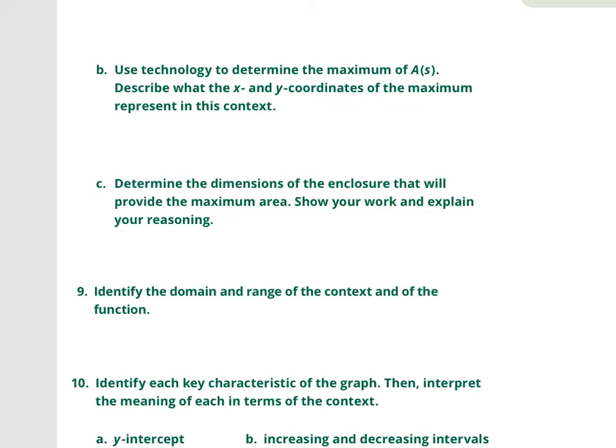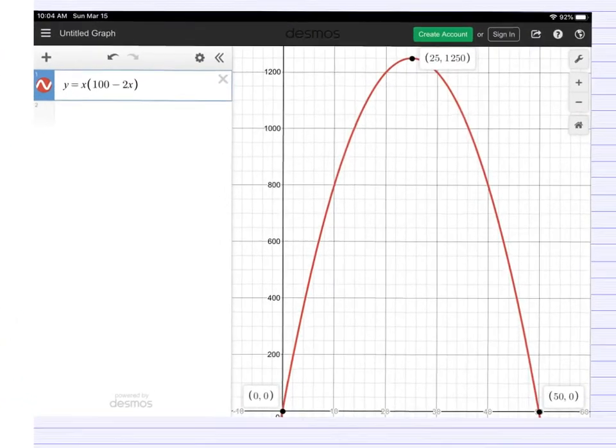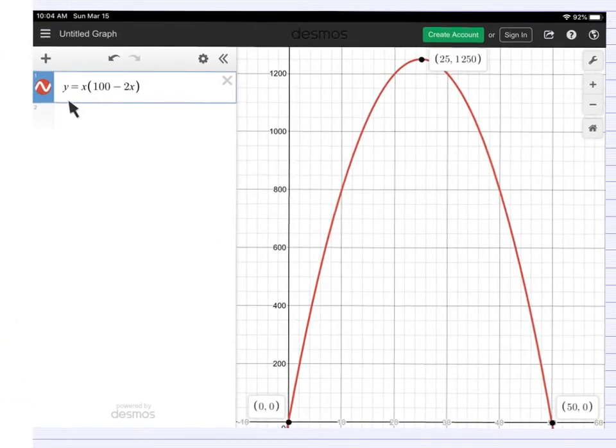All right, I skipped ahead a little bit to part B here. It says, use technology to determine the maximum area of S. Describe what the X and Y coordinates of the maximum represent in this graph. And again, I'm going to slide over here to my screenshot. Here's my equation. It's the same equation as before. Again, x-intercept, x-intercept. Here's our vertex. What this means is the X value, again, X stands for S. So if the side length is 0, the area is 0 over here. If the side of our shed is 50 feet, then the area our dog has to play in is 0.